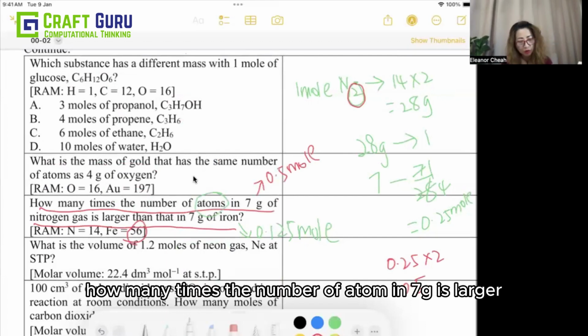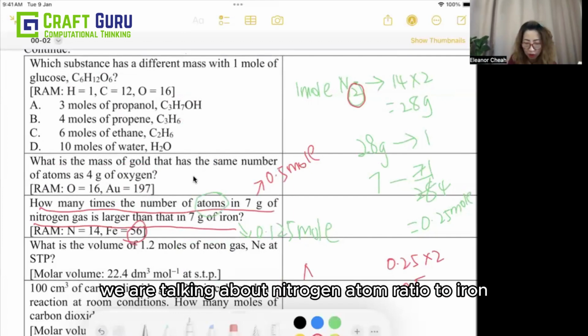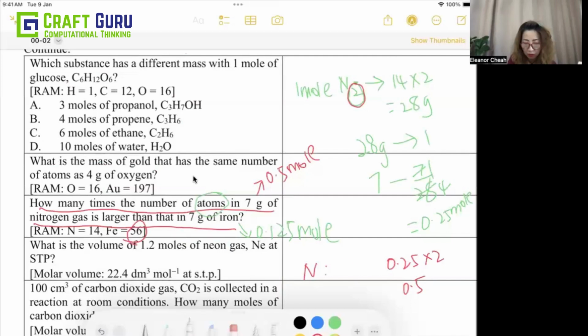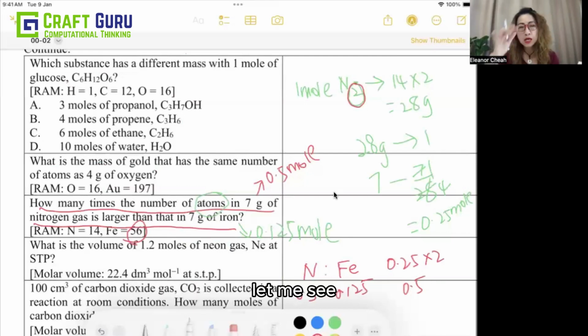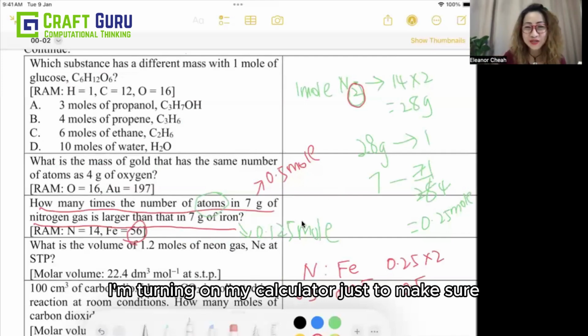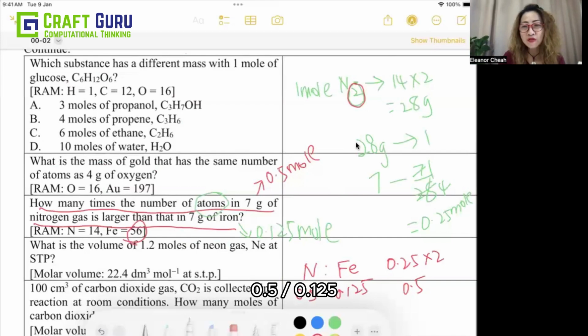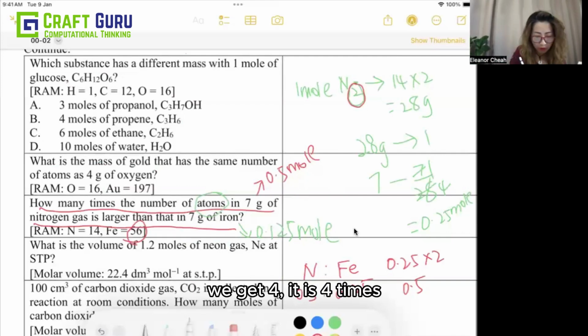How many times the number of atoms in 7 grams is larger? So we are talking about nitrogen atom ratio to iron. So 0.5 mole ratio to 0.125. You just use 0.5 divided by 0.125. Let me turn on my calculator just to make sure. 0.5 divided by 0.125, we get 4. So it's 4 times. The answer is 4 times.